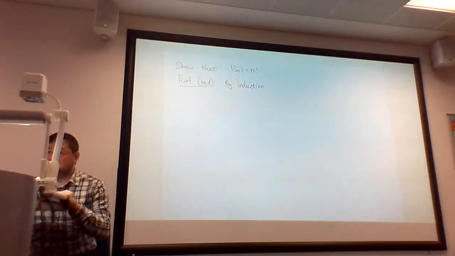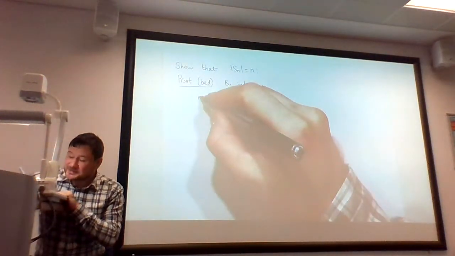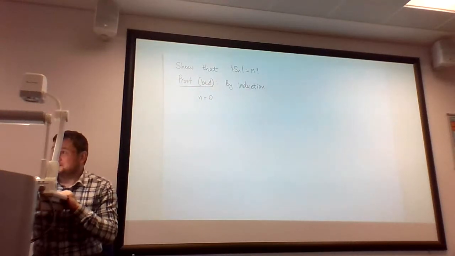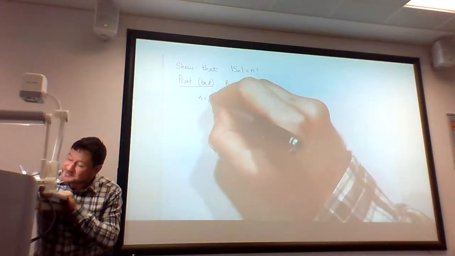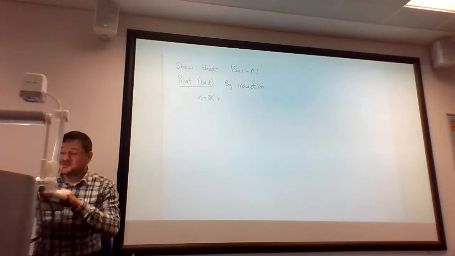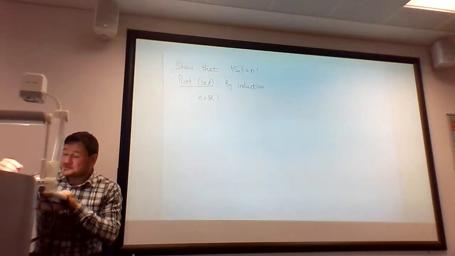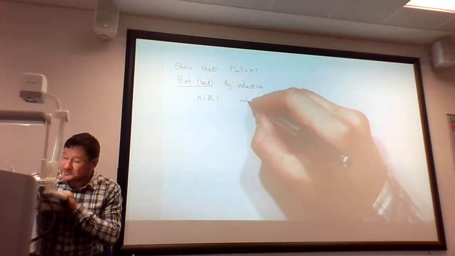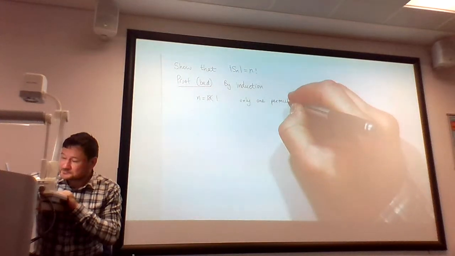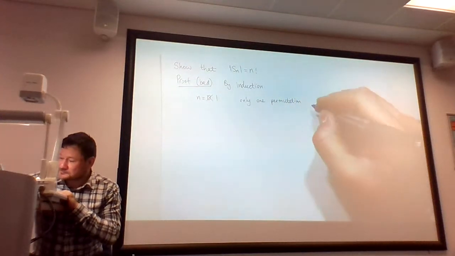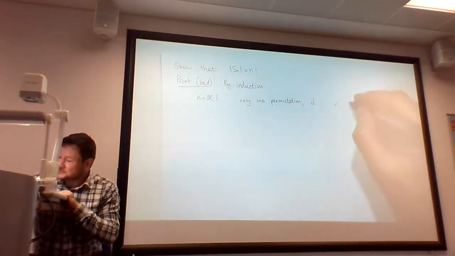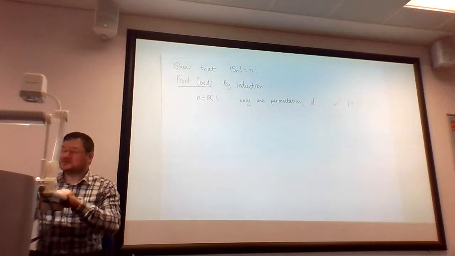I don't know where you want to start the induction, so you can start at n equals 1 or n equals 0. Well, no, you can't. If I do it as a group, you have to start with 1. So how many permutations are there of a one element set? Well, there's only one, which is the identity permutation. So 1 is 1 factorial, that's good.